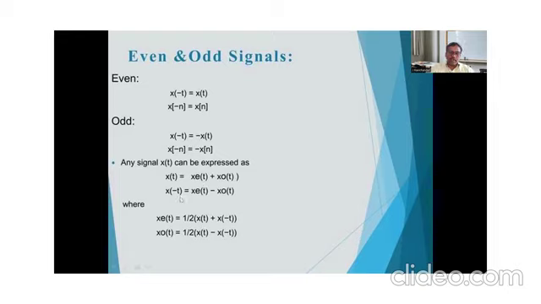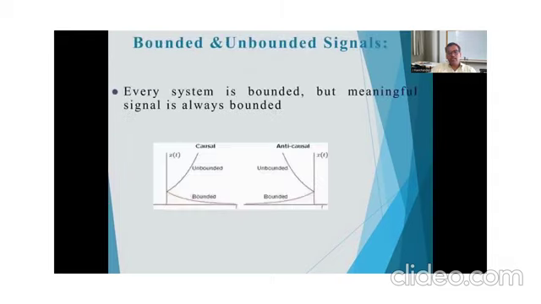In a similar way, x of minus t is equal to x even of t minus x odd of t. Why? Because x even of minus t is equal to x even of t, but x odd of minus t is equal to minus of x odd of t. So hence, now we can find x of t. The even component of the signal is equal to 1 by 2 into x of t plus x of minus t. The odd component of the signal is equal to 1 by 2 into x of t minus x of minus t. This is regarding even and odd signals.